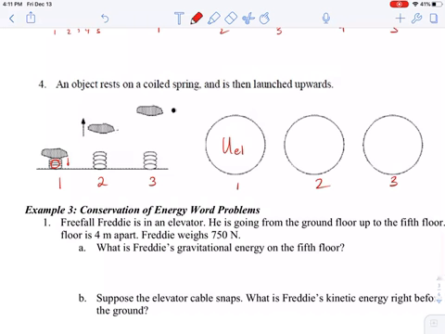In position 2, the object is about halfway up. So the elastic potential energy has been released, and now some of the energy is gravitational potential. It has some height, and some of it is kinetic. Looks like it's about half and half. And then finally, position 3, all of the energy has been transferred to gravitational potential energy.